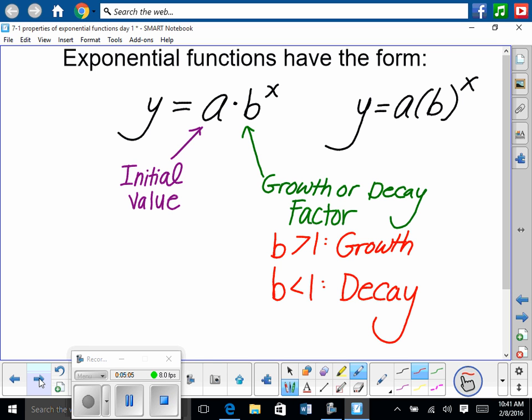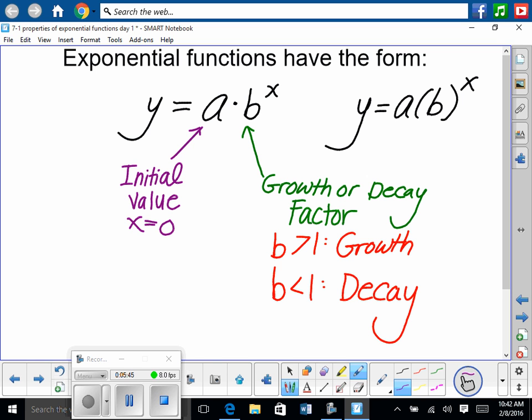A is the initial value, kind of the starting point. If you have a non-shifted function, it's when x is equal to 0. So we can plug in 0 for x, and that would be your initial value. If this was 2, our initial value is 2. If we plug in 0, what's b to the 0 power? 1, right? What's a times 1? A. So the initial value is just a, when x is equal to 0, as long as it's non-shifted.